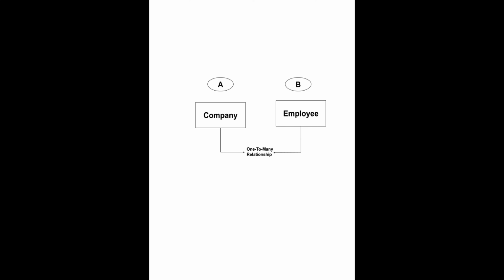Second is the one-to-many relationship. In this type of relationship, each instance of entity A is associated with many instances of entity B. For example, the relationship between company and employee entity. Each instance of company entity is associated with many instances of employee entity.